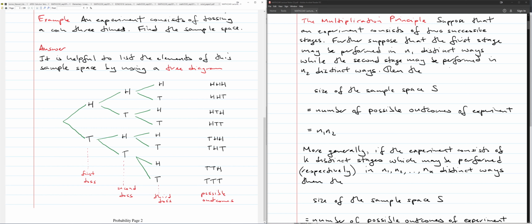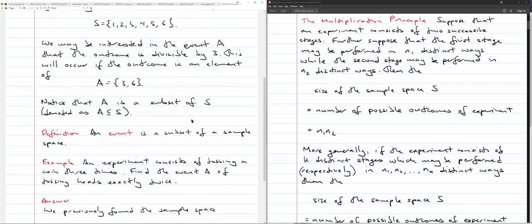This is an example of an experiment with several stages. In this case, you have 3 stages. If I wanted to get the size of the sample space, I can work with the stages that I have. And that is what this multiplication principle is about. To start off with, the multiplication principle is defined for 2 stages, so I guess we can look at an example of that.